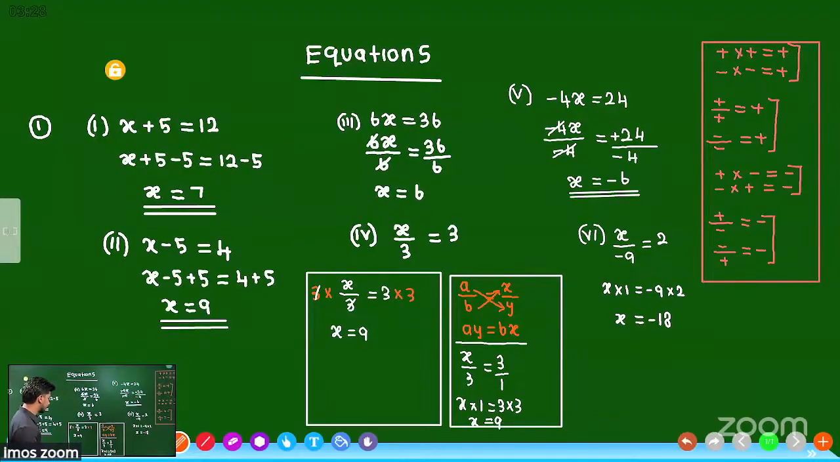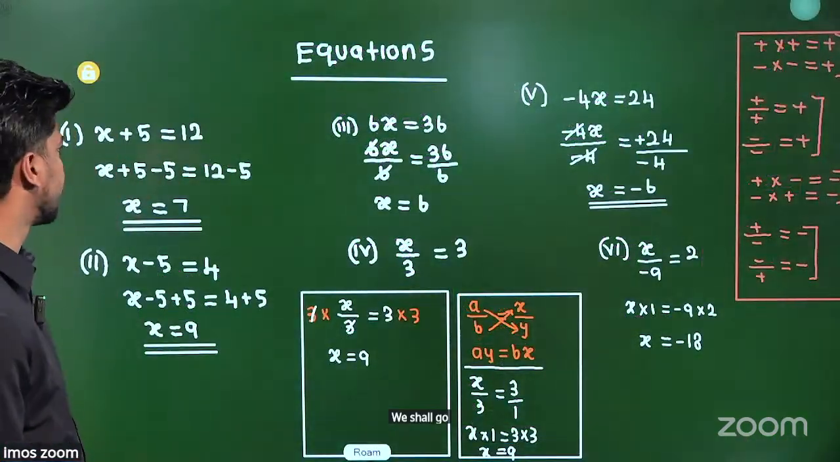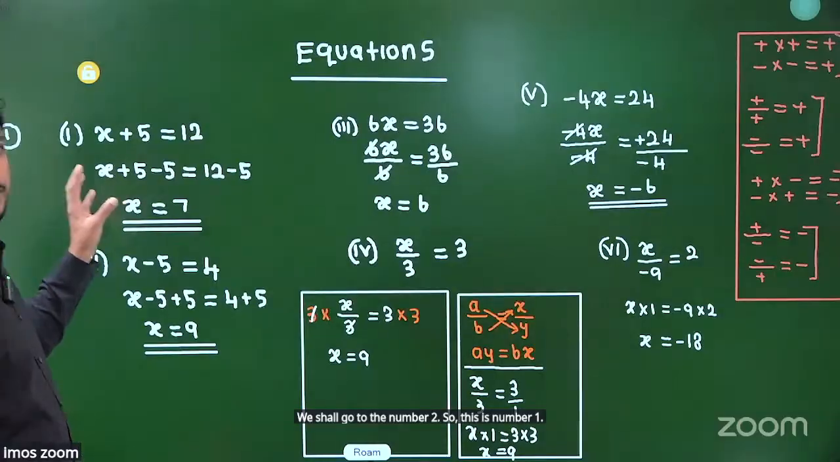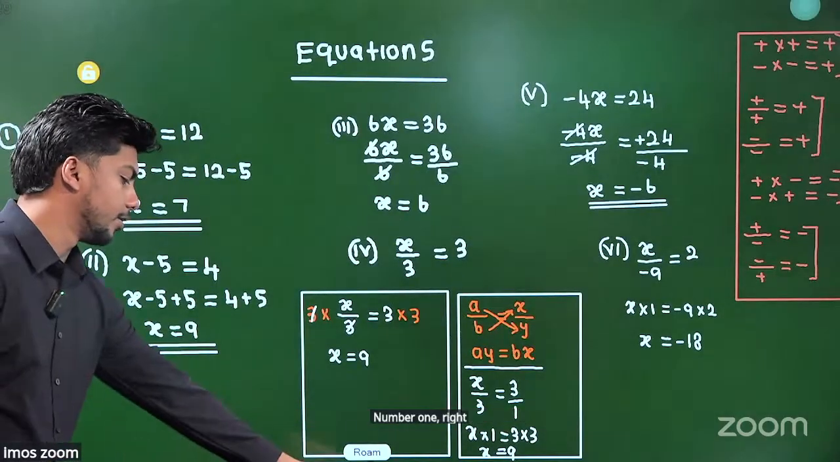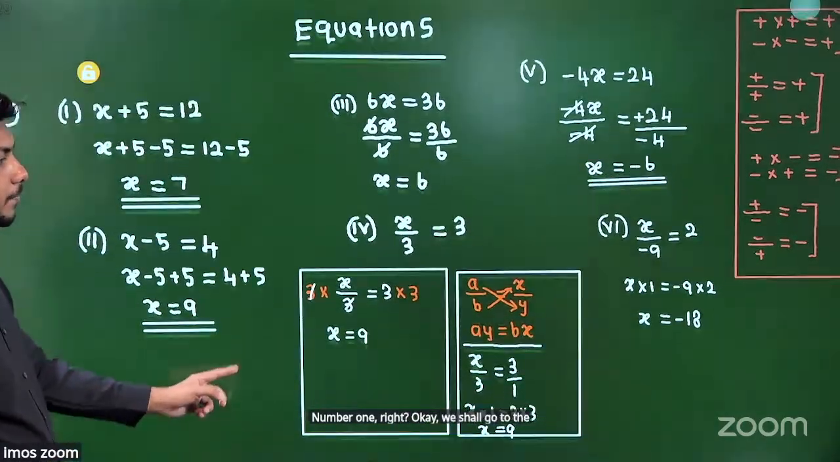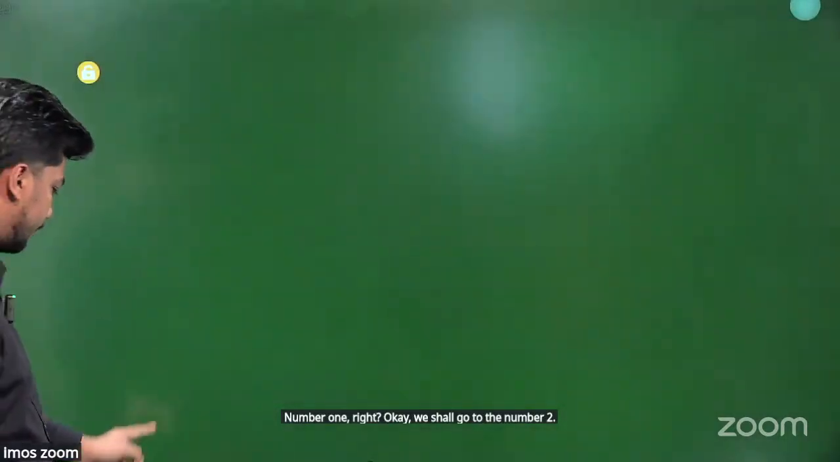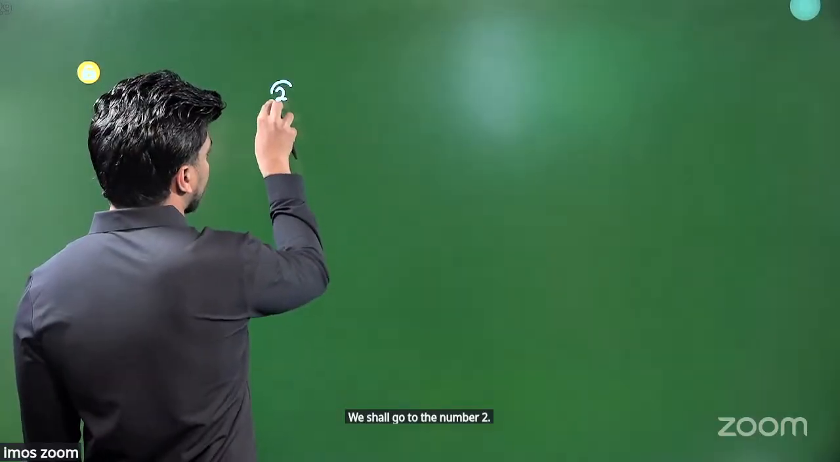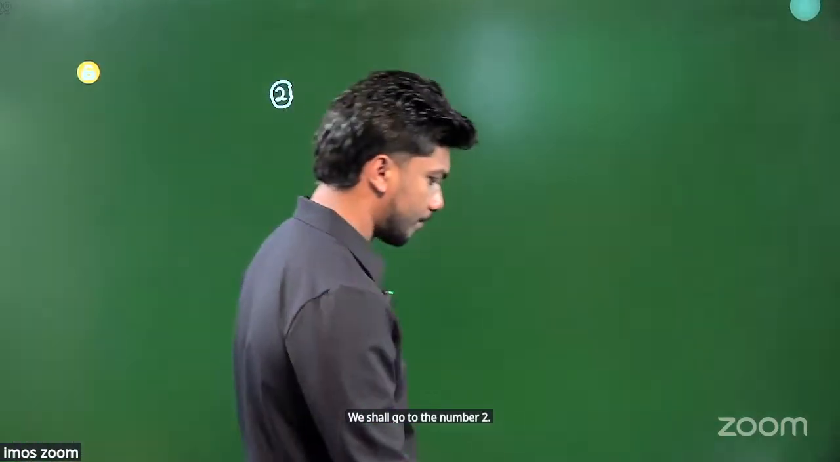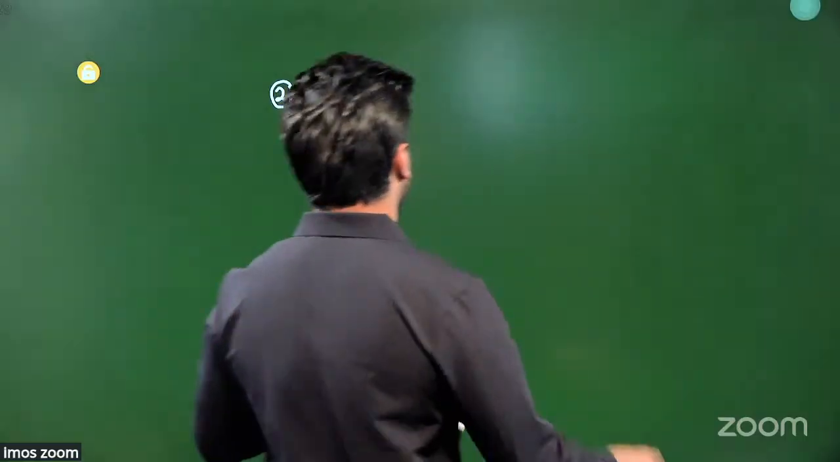Okay. We shall go to number 2. So this is number 1, right? Okay. We shall go to number 2. Okay, let's solve this.